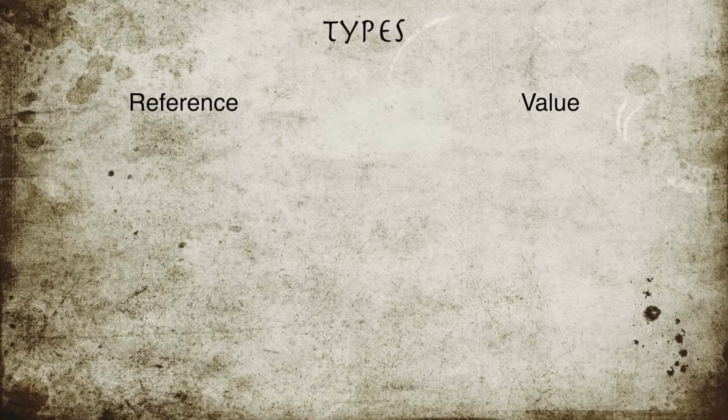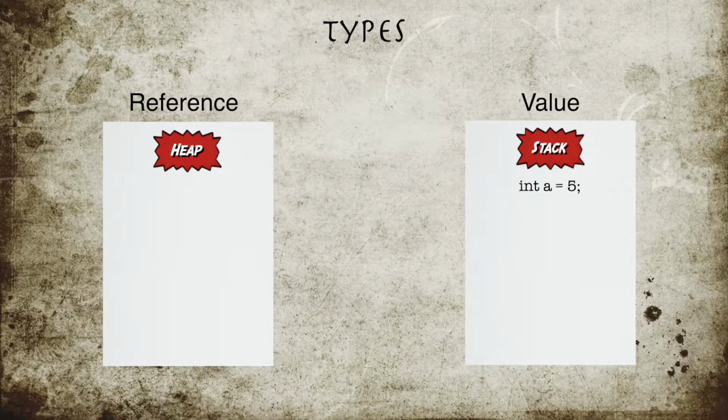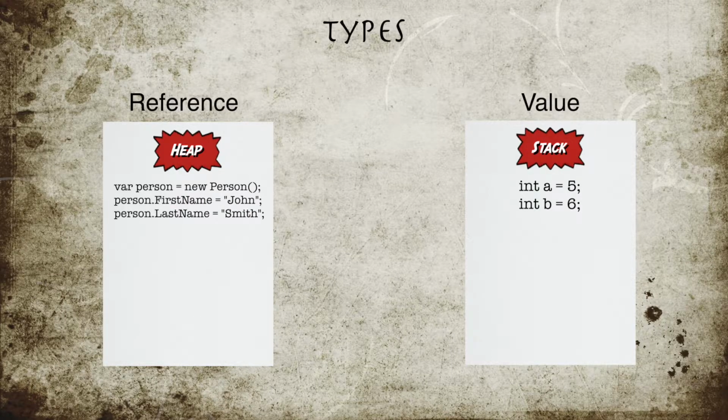The two different areas of memory are the heap and the stack. The heap is for the reference data types and the stack is for the value data types. The stack is good for storing smaller pieces of data that you need really fast access to, and the heap is more suited for larger, more complex data types. This is handled automatically for you based on the types you use and how you use them.